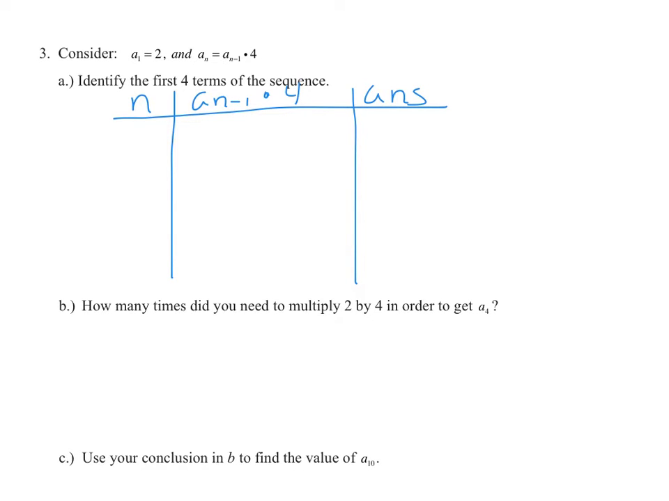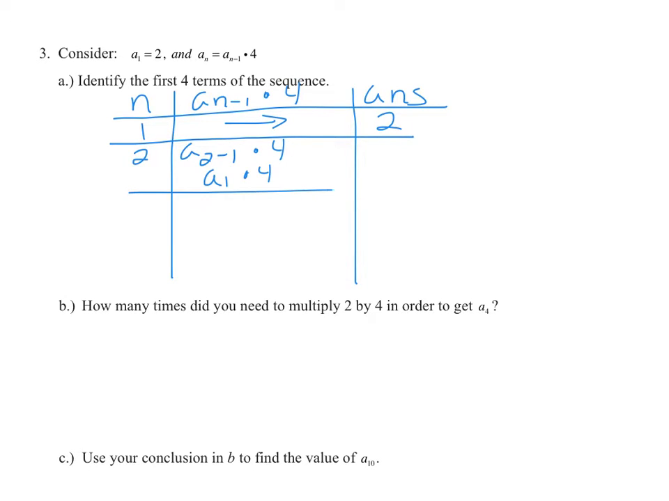All right, they're telling me the first term is 2. No work done there. The second term would be a sub 2 minus 1 times 4, which is a sub 1 times 4. a sub 1 is 2. 2 times 4 is 8. Good. Third term, a sub 3 minus 1 times 4, which is a sub 2. a sub 2 is 8. 8 times 4 is 32.